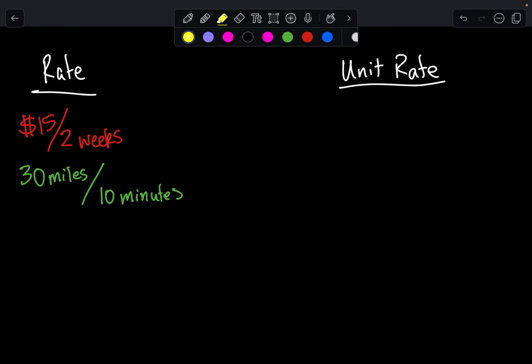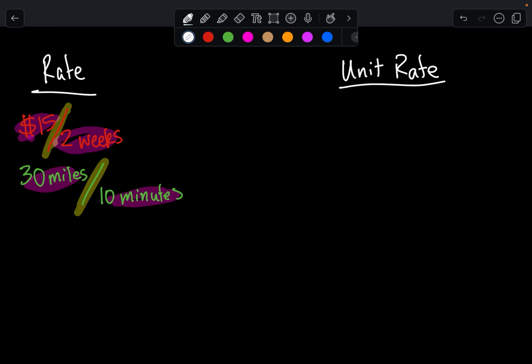A rate is always going to have this line which represents per. It means for every, like we talked about with percent means for every 100. In this case it means for every whatever that is. So these are all rates. It's how quickly something changes based on another variable. So in this case it would be how much the money changes based on the weeks, how much the miles change based on the time.